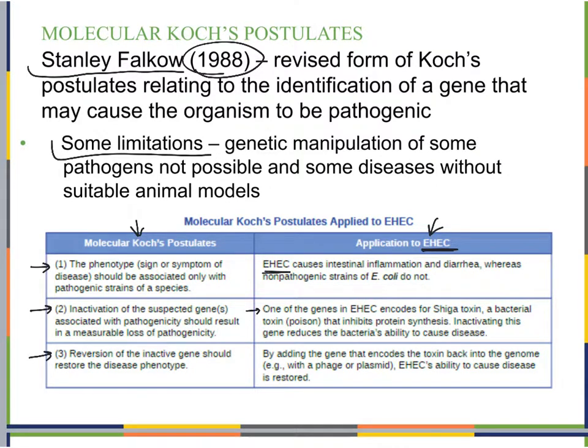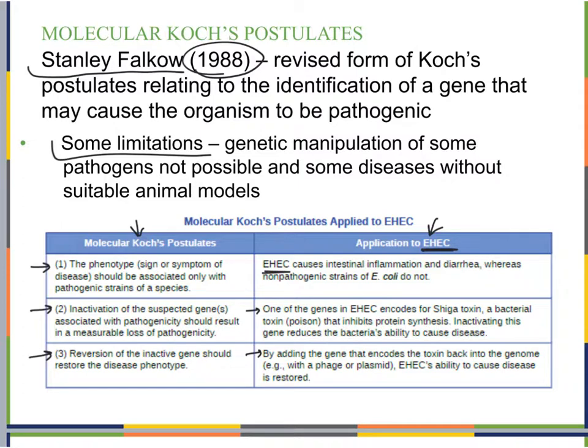And then number 3 says reversion of the inactive gene should restore the disease phenotype. So we've knocked out the gene, but if we go back and revert it to its original form, then we should see that increase in pathogenicity again. So in the example, it says by adding the gene that encodes the toxin back into the genome, with a phage or a plasmid, the EHEC's ability to cause disease is then restored.